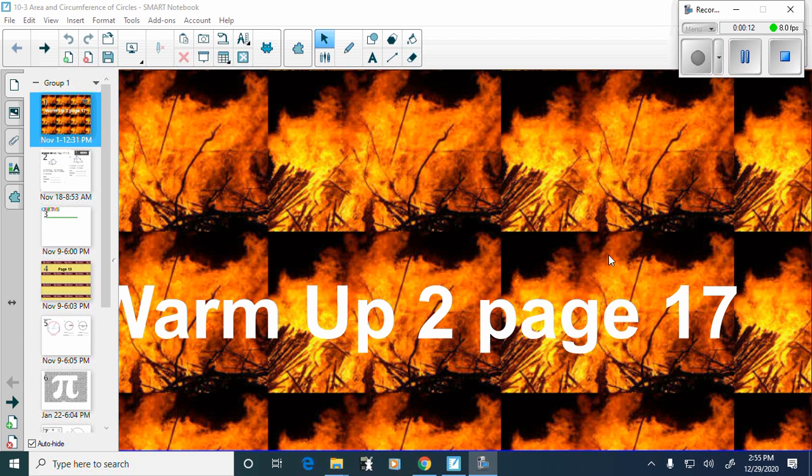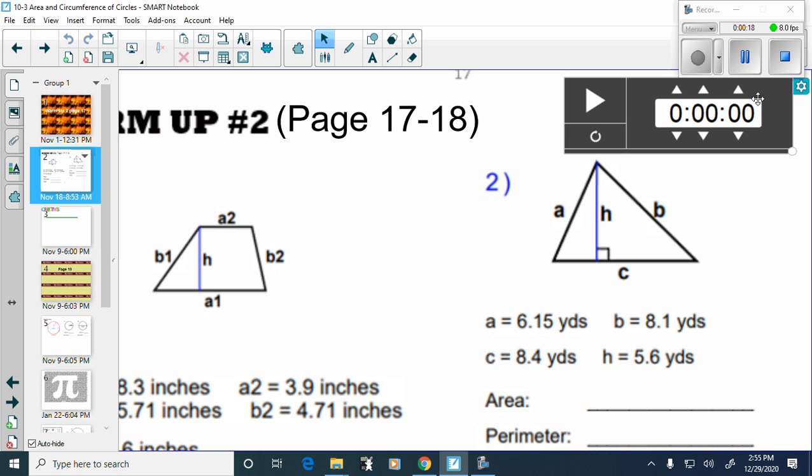So before we get started, flip in your book to page 17 and look at warm-up number 2. Pause the video, work these problems, and then come back and check and see how you've done.